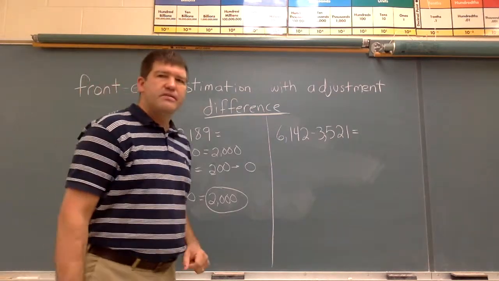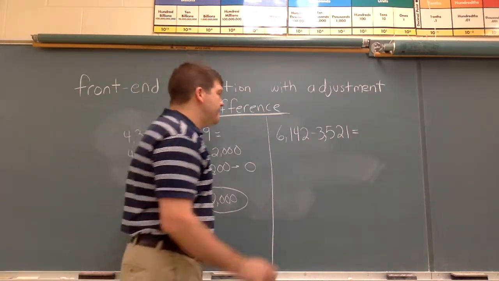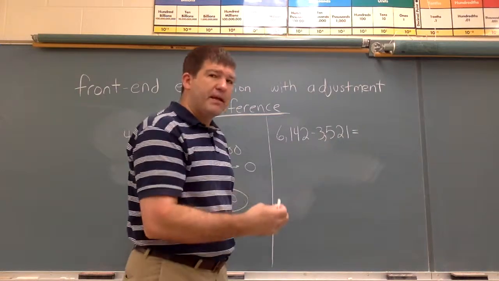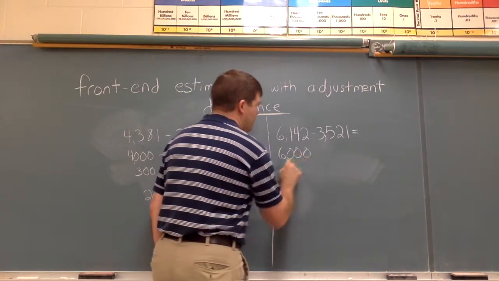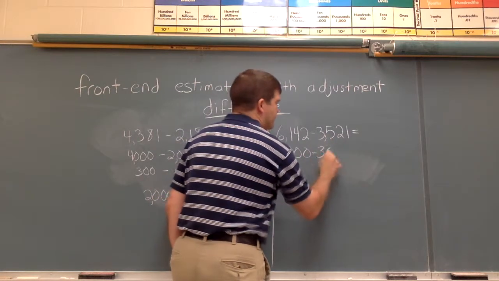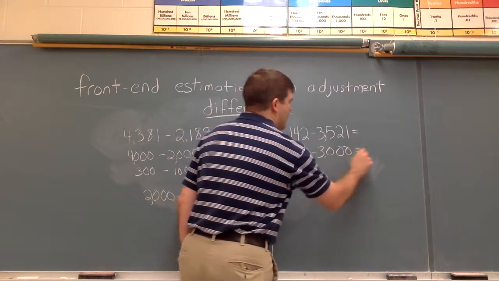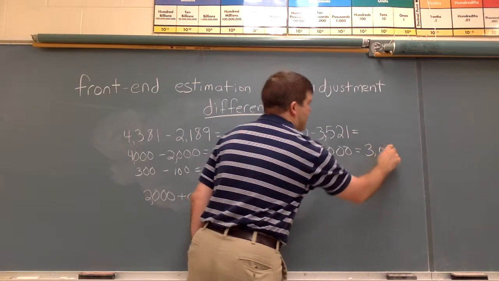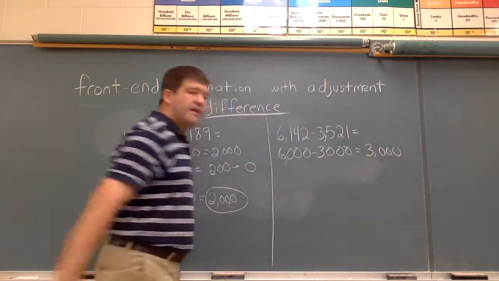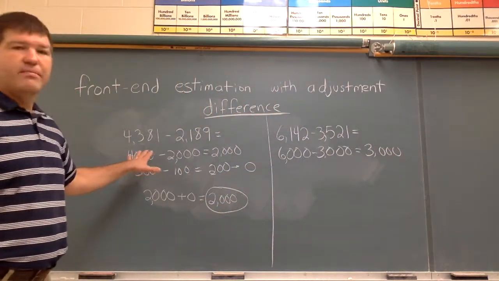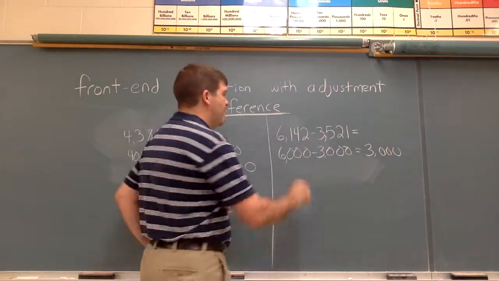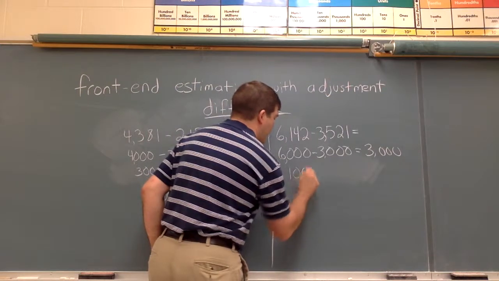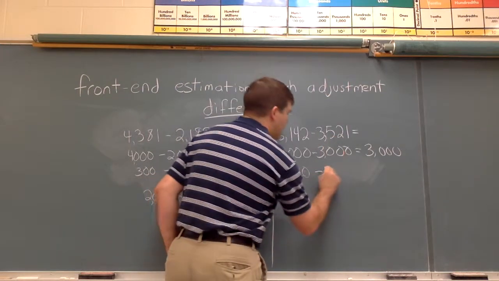Now, here's another situation. Again, I start with my thousands, so I take 6,000, and I minus 3,000, and that gets me to 3,000. And I set that to the side. So far, we're the same as this way. And now we go to my hundreds. I have 100 here, and minus 500 here.